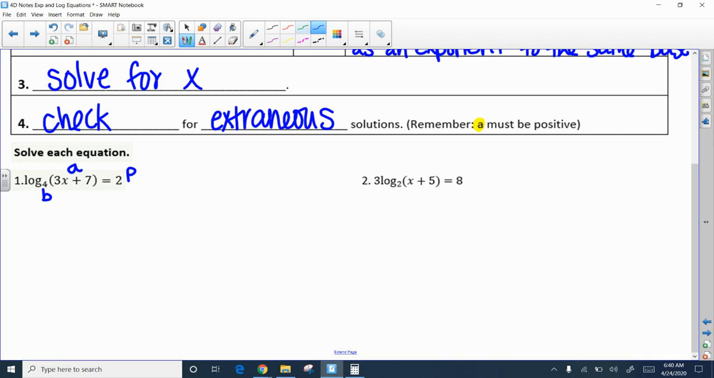So then step 2, there's 2 ways we can do this. We can change forms, or we can exponentiate. I'm going to change forms. This one is in log form, so I'm going to change to exponential form. In exponential form, this would be 4 to the second power equals 3x plus 7. So b to the p power equals a.